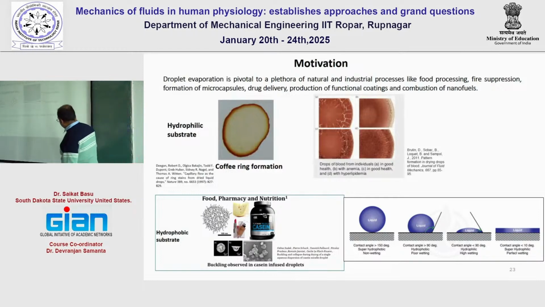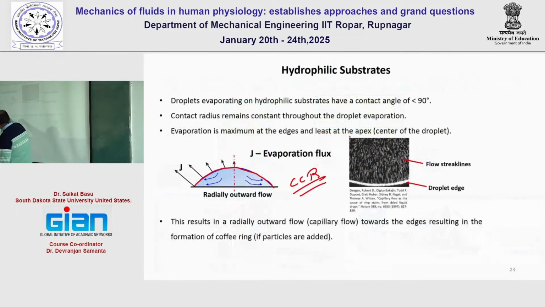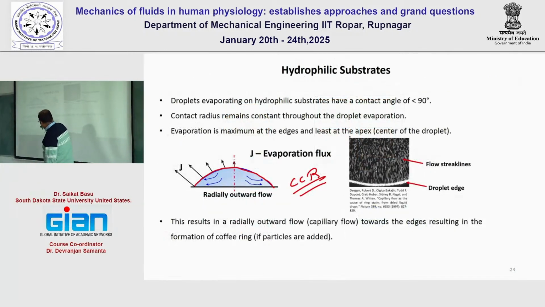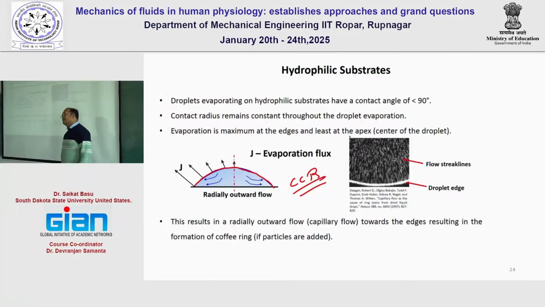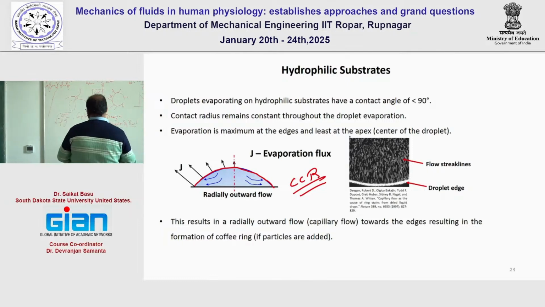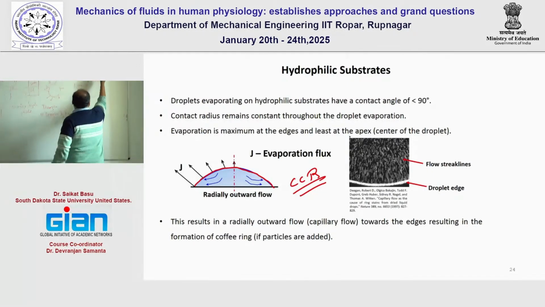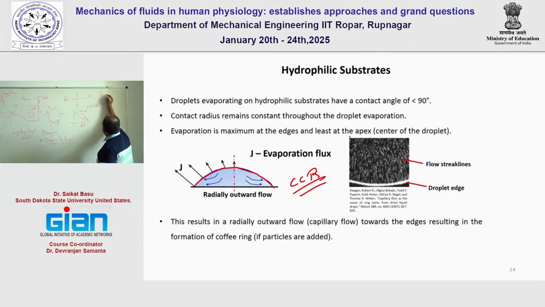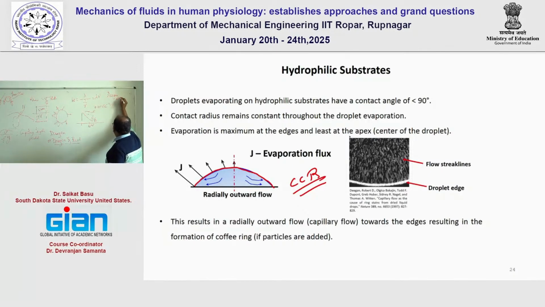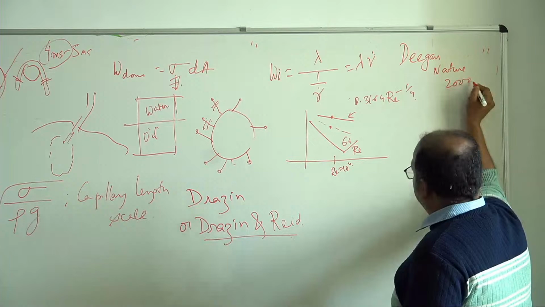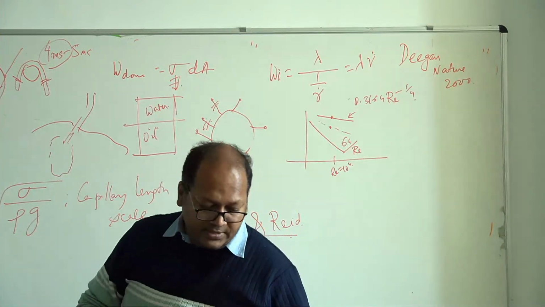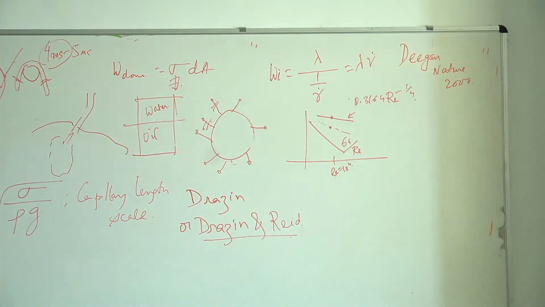So you can see that in a hydrophilic flow, at the edges will be the highest peak, the highest evaporation rate. This figure came in the context of the coffee ring, which you can read about many times. There is a paper you can read later in much more detail, Deegan, Nature, I think 2000. This paper is about the coffee stain or coffee ring effect.